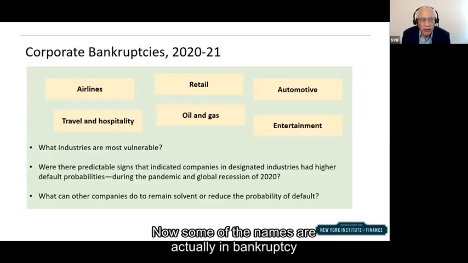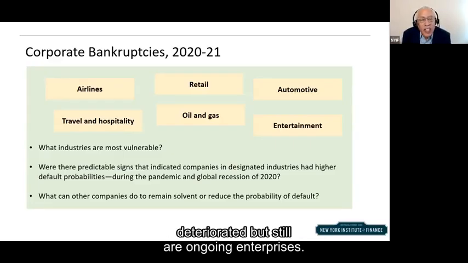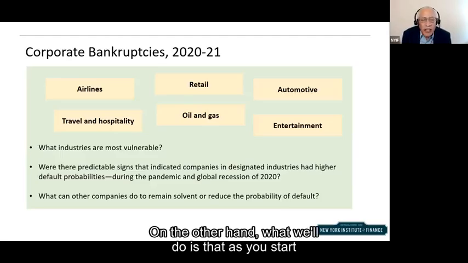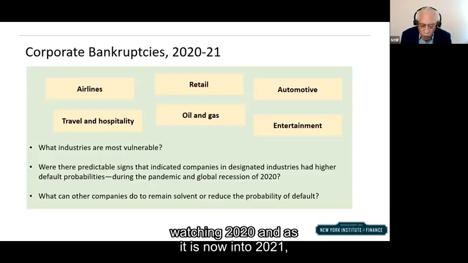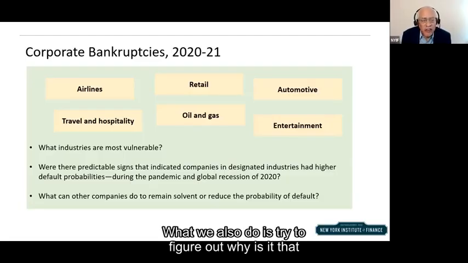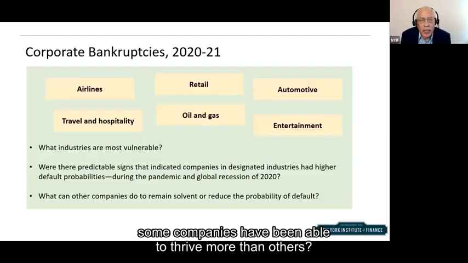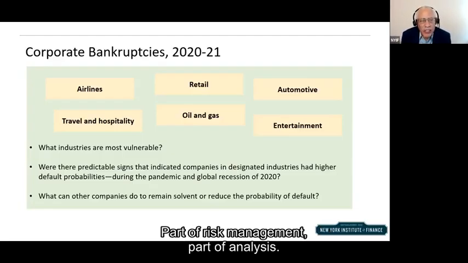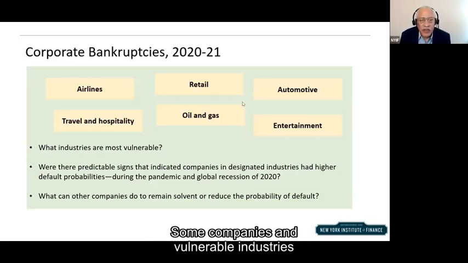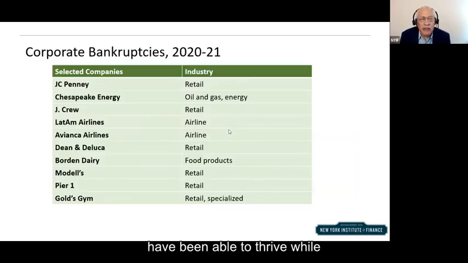Now, some of the names actually are in bankruptcy, but some of them have deteriorated and still are ongoing enterprises. On the other hand, as we start watching 2020 and now into 2021, this is not over yet. What we also do is try to figure out why some companies have been able to thrive more than others. Part of risk management, part of analysis. Some companies in vulnerable industries have been able to thrive while others were not able to do so.